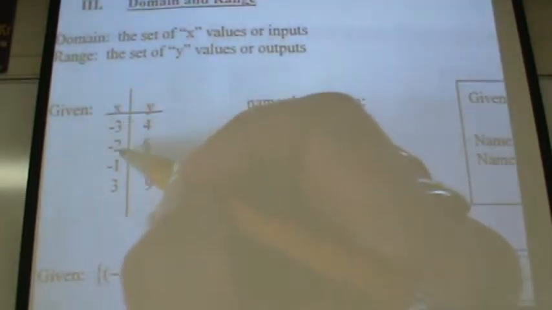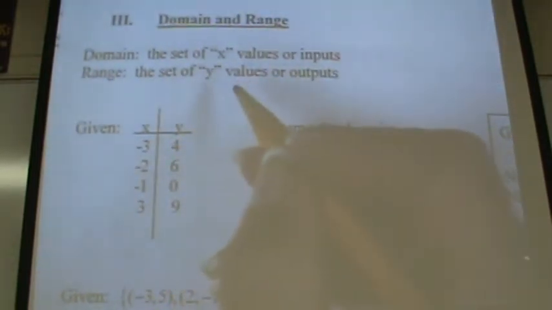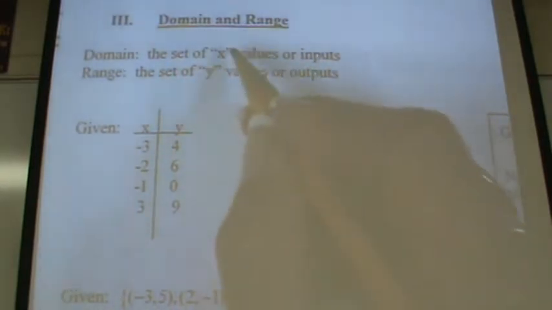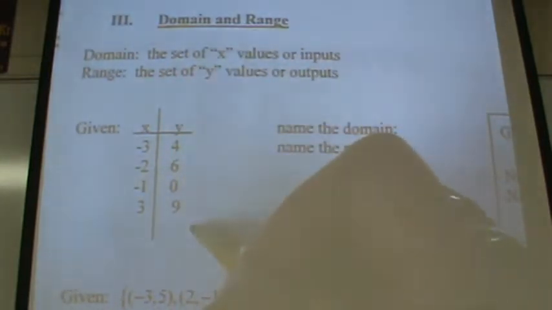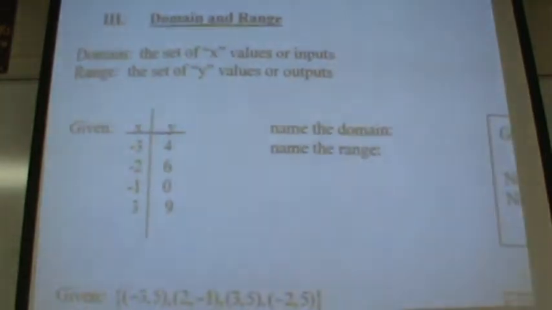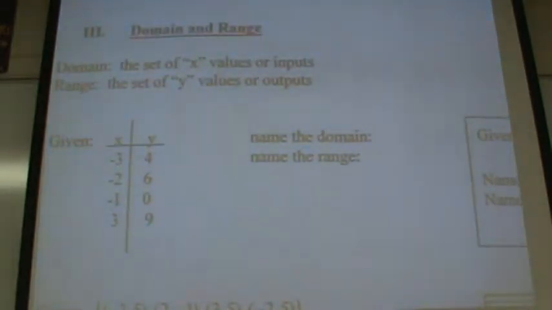What are all the x values called? That's your domain. That's your inputs. Your y values are your outputs. So in every relation, they're going to ask you to state the domain. That just means what are the x values? What's the number that is on the horizontal axis? Now, when we list the domain, we list them in order from least to greatest, and we don't repeat.